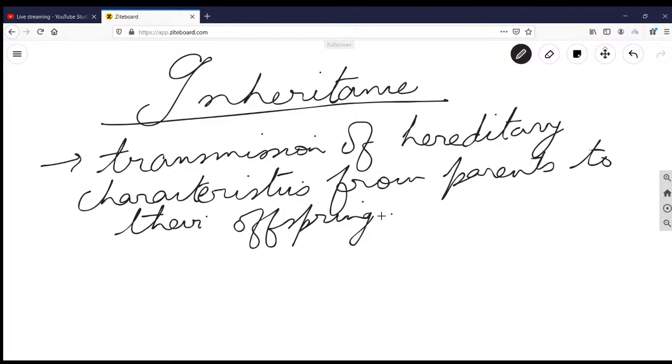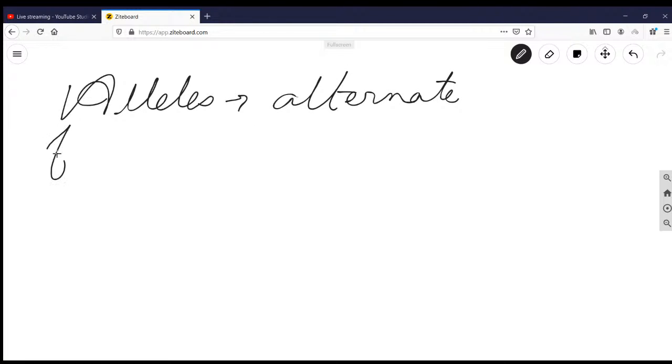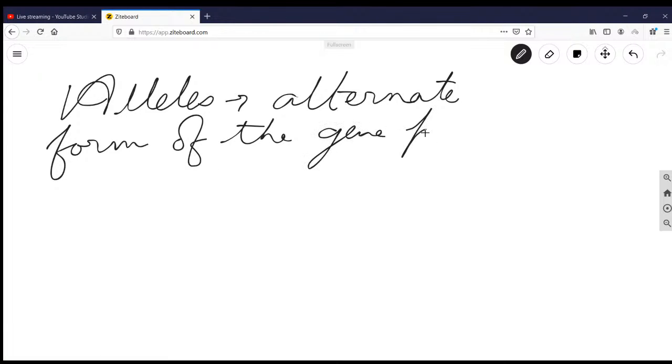The units of inheritance that were known as factors, the hereditary factors, are now known as alleles. That is the alternate form of a gene present on the homologous chromosome. That is the perfect definition of alleles. So alleles are alternate forms of the gene present on homologous chromosomes.